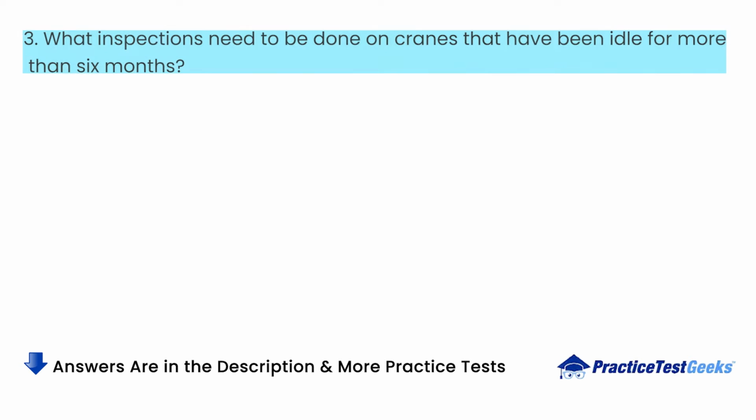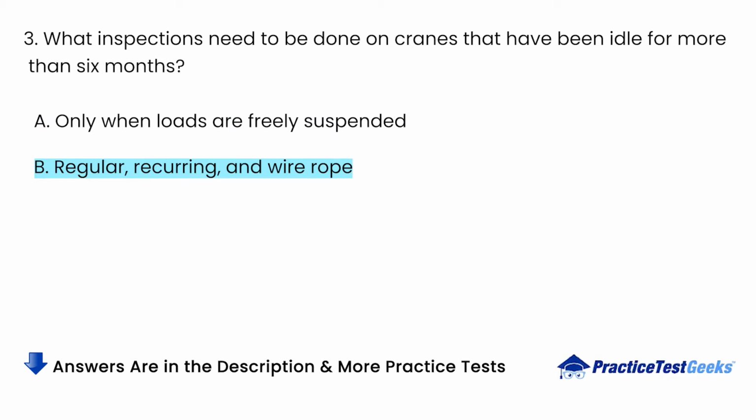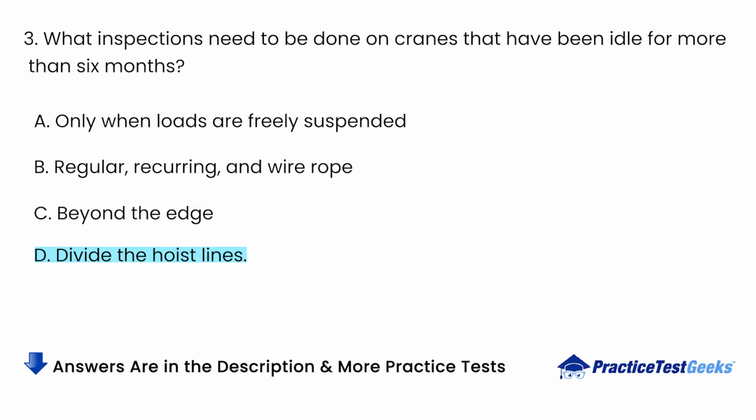What inspections need to be done on cranes that have been idle for more than 6 months? A. Only when loads are freely suspended. B. Regular, recurring, and wire rope. C. Beyond the edge. D. Divide the hoist lines.